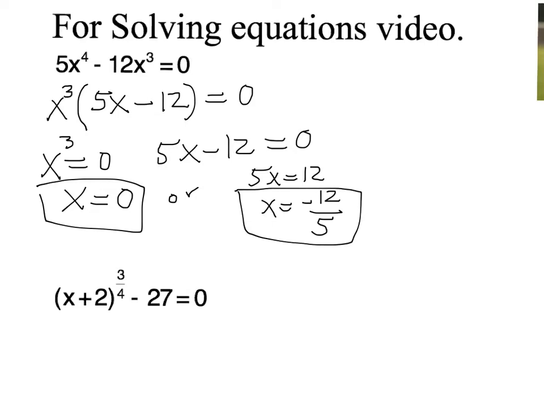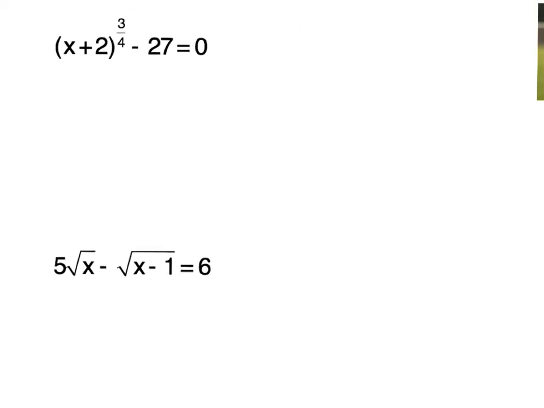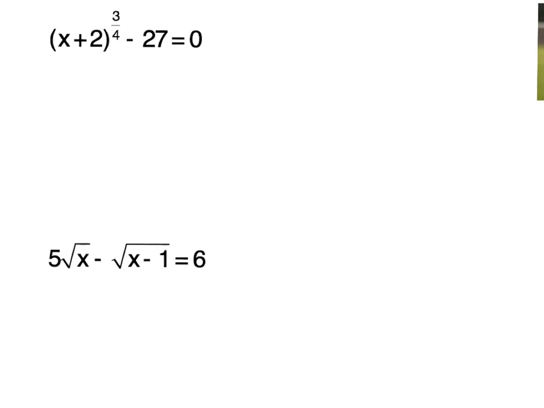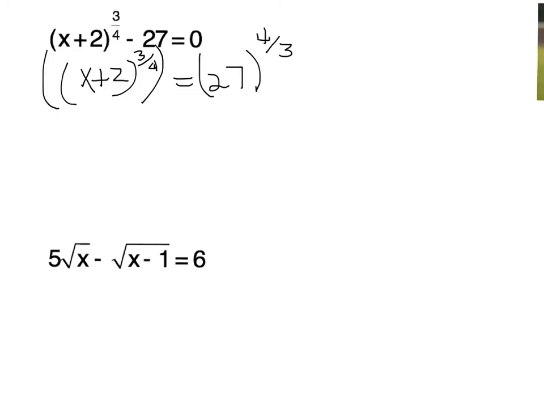Okay, now we're going to move up and try this one. This one is a little bit trickier because I'm raising something to the 3/4 power. So what I'm going to do is isolate this part that is raised to the 3/4. So I'm going to do x plus 2 to the 3/4, and then I'm going to move the 27 to the other side. Now I want to get this x alone, so I'm going to raise both sides of this equation to the 4/3, because I know my rules of exponents.